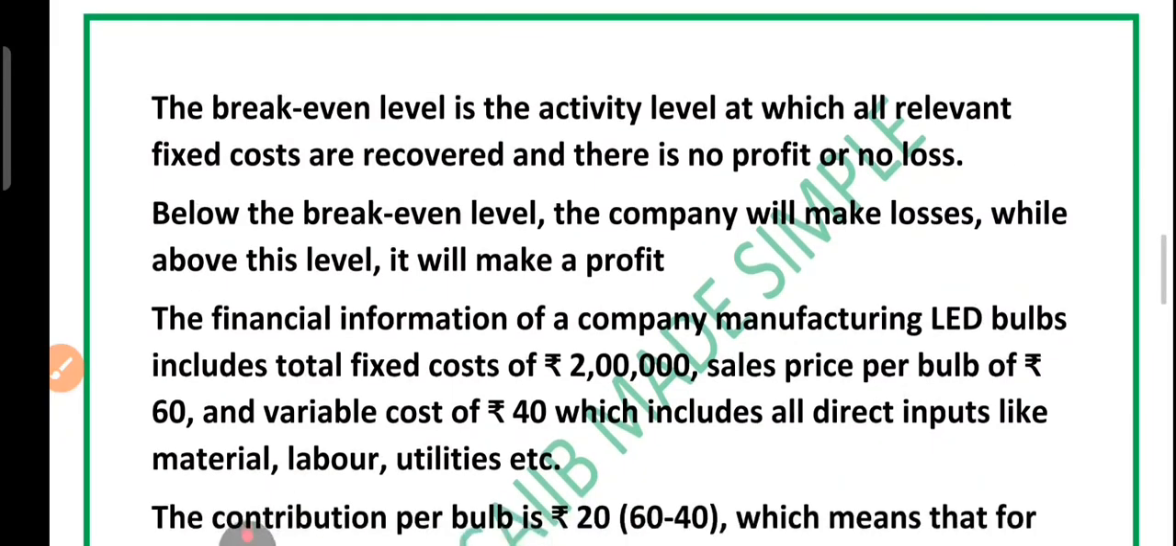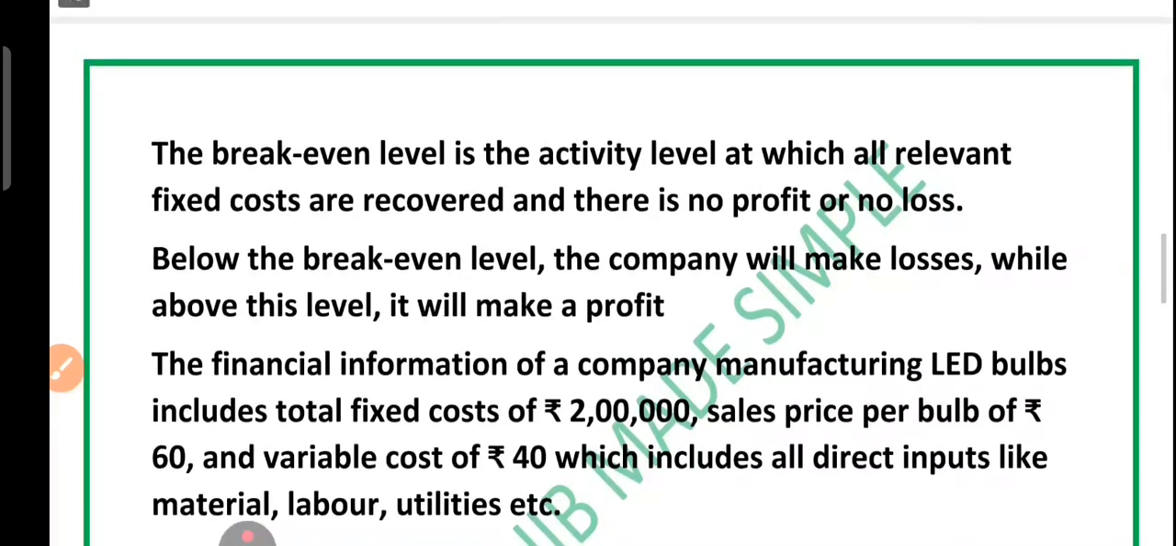Back to our thermostat case. So what was the contribution per unit? Suppose selling price is 160 rupees, variable cost is 120 rupees. So 40 rupees was the contribution per unit. Each thermometer sold contributes 40 rupees toward covering the fixed cost of 1 lakh, right?